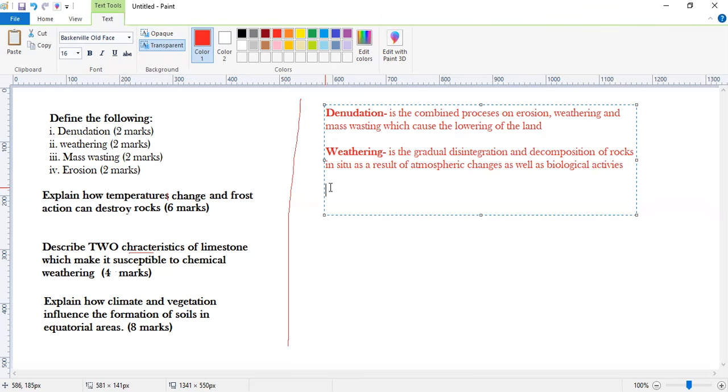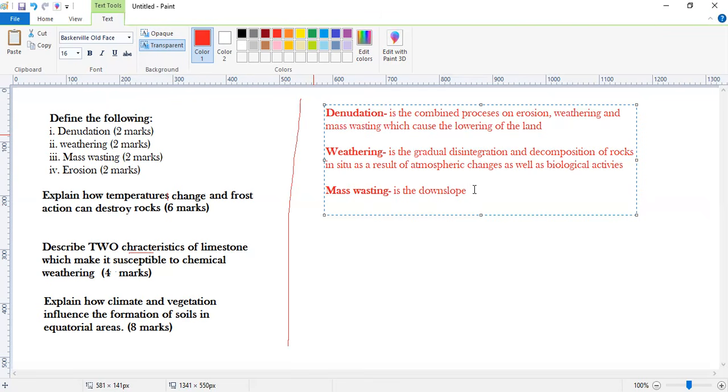All right, let's move on to the next term, which is mass wasting. Again, mass wasting is another type of denudation. So mass wasting is the downslope. You don't want to forget this. All right. Mass wasting needs a slope in order to take place. So we want to remember this term.